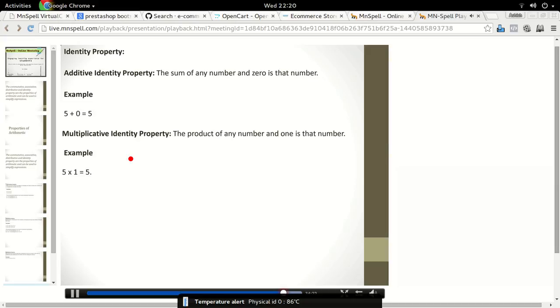In case of multiplication, multiplicative identity property, it is nothing but the product of any number and 1 is that very number. So 5 times 1 is 5. So if we multiply any number with 1, we are going to get the exact same number. So these are few properties of arithmetic which are going to help us to solve and simplify algebraic expressions as well as order of operations. I hope this is going to help you.